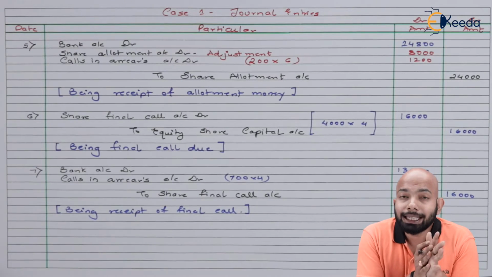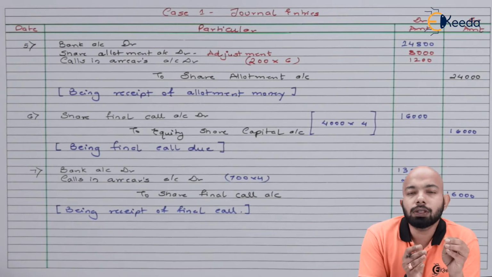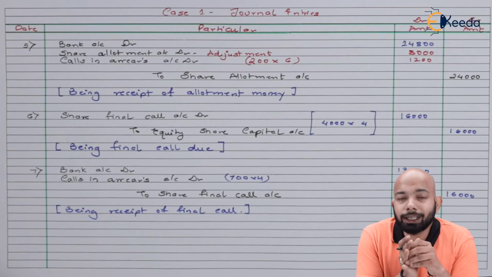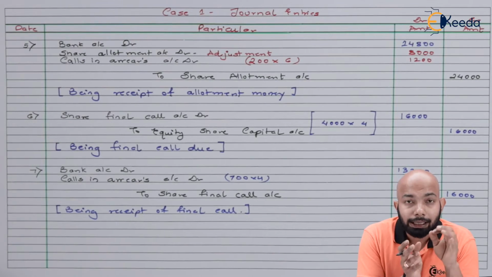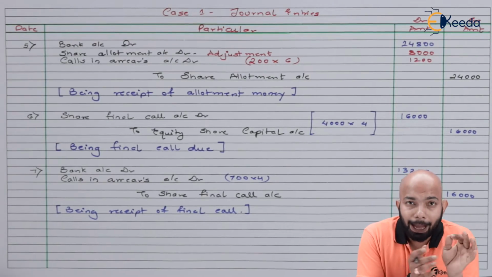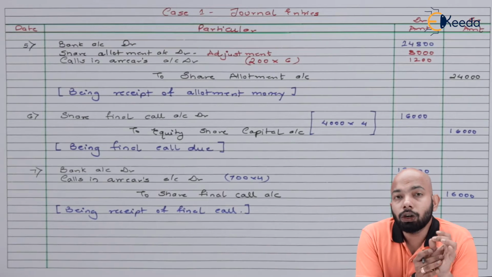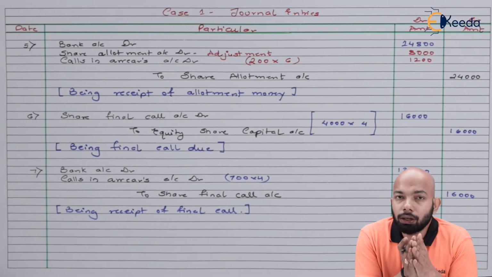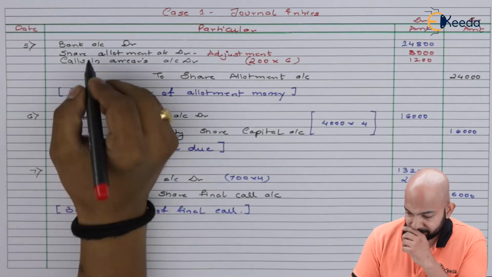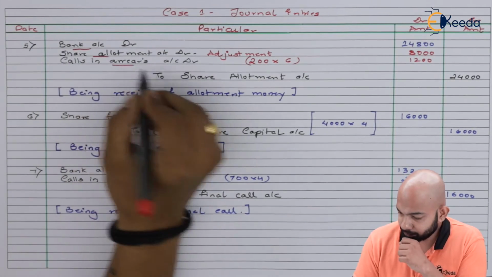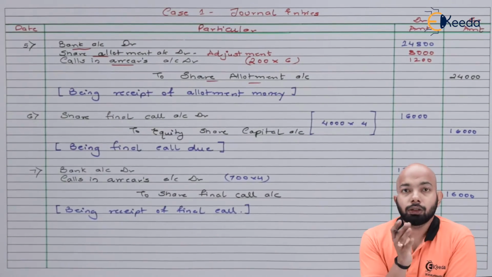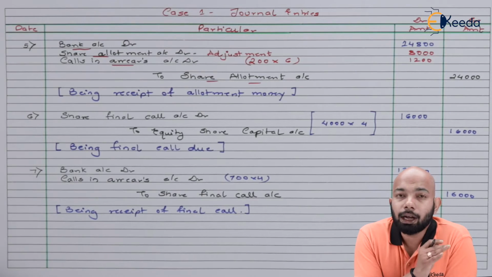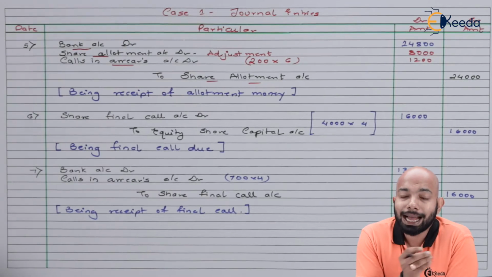Now, whatever money that we expected, that is 24,000, is what we had figured out in the allotment due. Let's figure out what we have received when it comes to receipt of allotment money. The entry that we have passed here is bank account debit, share allotment adjustment account debit, calls in arrears account debit to share allotment account. Total money that we are expecting is 24,000, but out of that 8,000 we are not supposed to receive because that is the adjustment here.